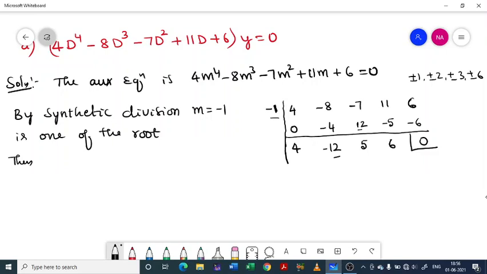Okay, let us take 2. Try to check whether 2 is a root of this. 4. Here you have to write 0 below 4. 4 plus 0 gets 4. 4 into 2, 8. So minus 12 plus 8 you get minus 4. So minus 4 into 2, minus 8. 5 minus 8 means minus 3 you get. Minus 3 into 2, minus 6. So here you got 0. So the meaning of that is m equal to 2 is also a root.